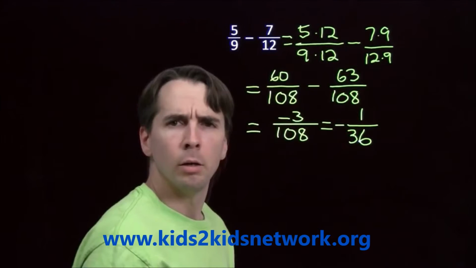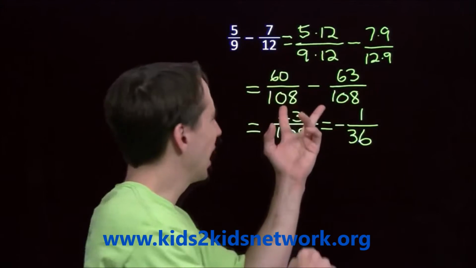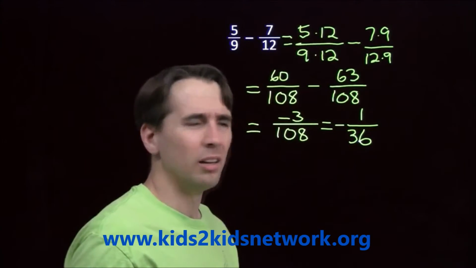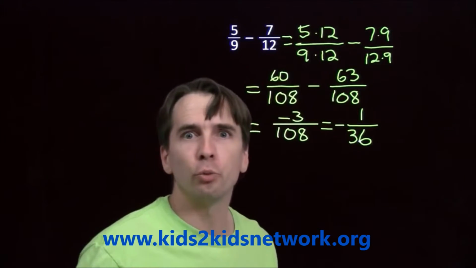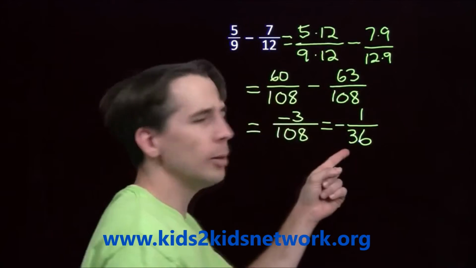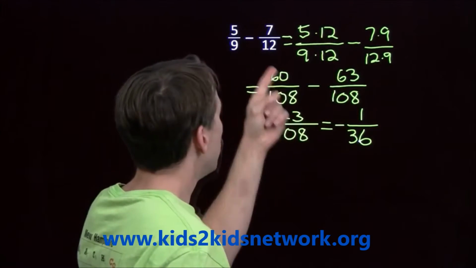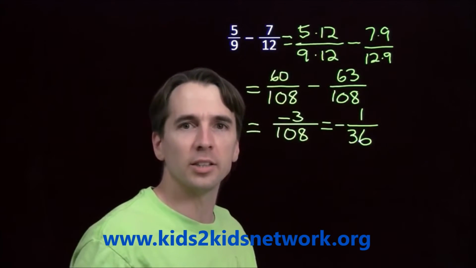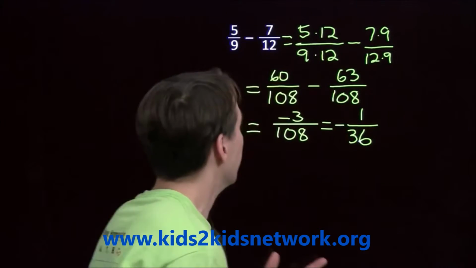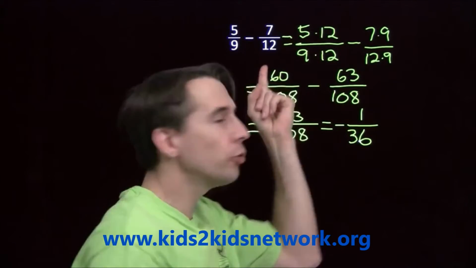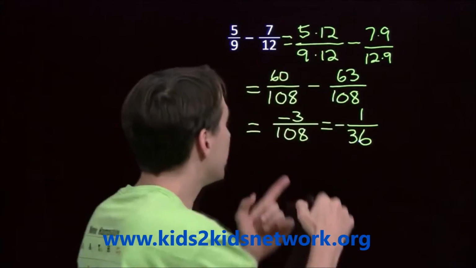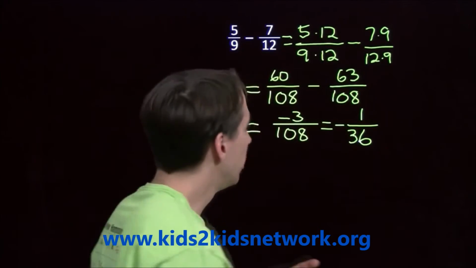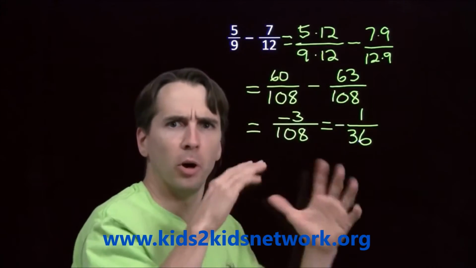What's that? I didn't have to use 108 as my common denominator? Why not? I could use 36. Are you kidding? You're right! 9 times 4 is 36. 12 times 3 is 36. That's brilliant! 36 is the least common multiple of 9 and 12, so we can use that as the common denominator instead of 108. And that's easier because it's smaller numbers to multiply by.